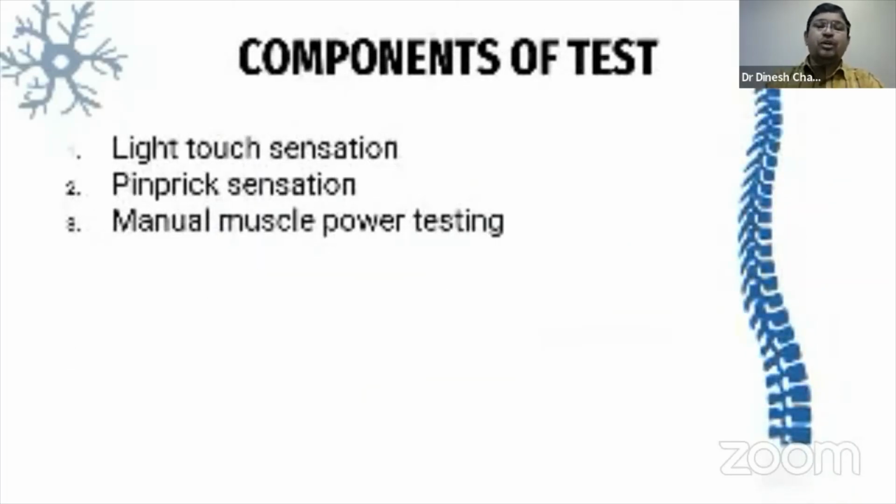What are the components we test here? Light touch sensation by cotton, pinprick sensation by the sharp end of the pin, then manual muscle testing using MMT grades. These are the components we test during assessment of ASIA in spinal cord injury.